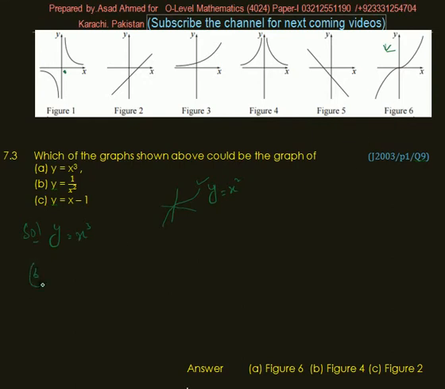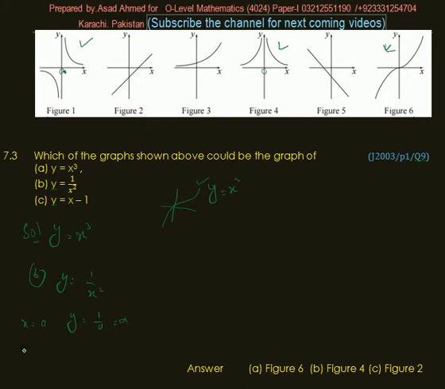Now in part B, y is equal to 1 upon x square. We take some value. Suppose we take x is equal to 0, so y becomes 1 upon 0, which means it is infinity. It means when x is equal to 0, the graph does not touch the y-axis. So there are two cases, here and here. There are two graphs shown above which do not touch the y-axis when x is equal to 0. So these two graphs are possibilities for this equation.